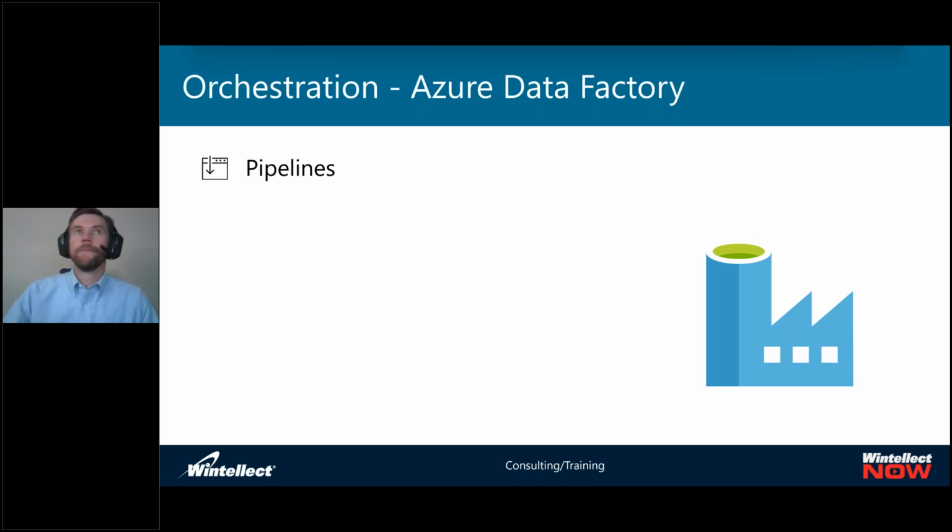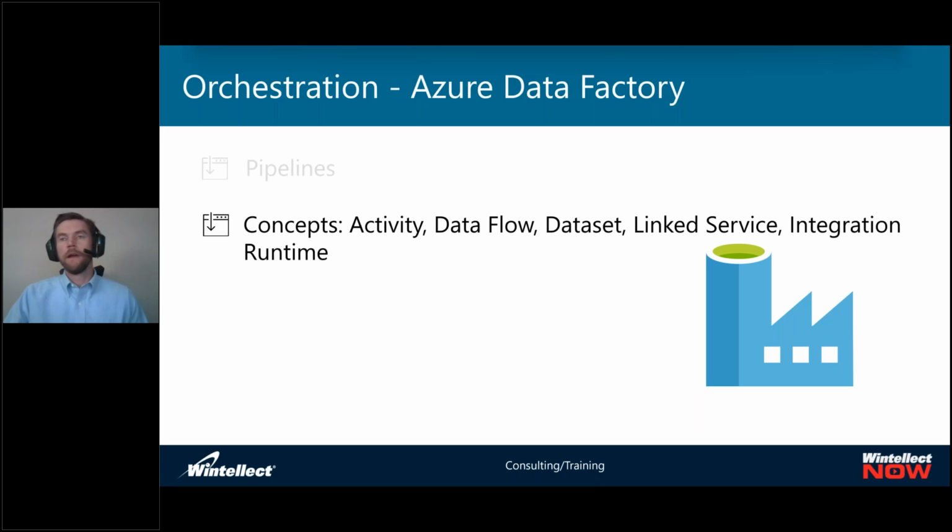Within Data Factory, you have pipelines. Pipelines are data-driven workflows. They are a logical grouping of activities that perform a unit of work, and they can be chained together so that they operate sequentially, or they can run independently in parallel. I want to go over a couple concepts within Data Factory.